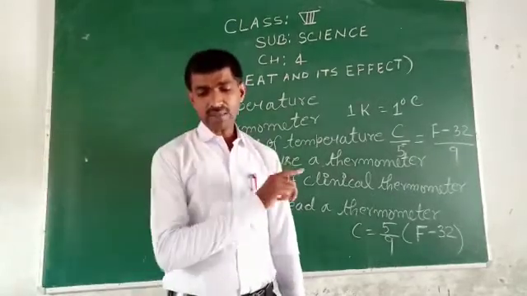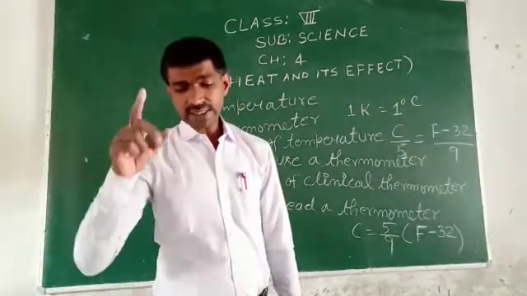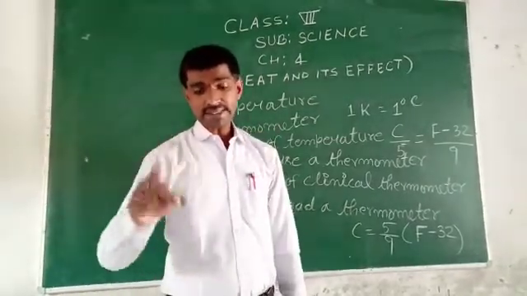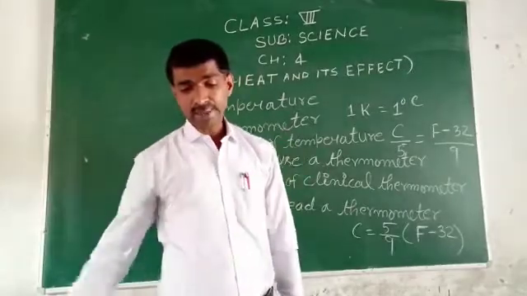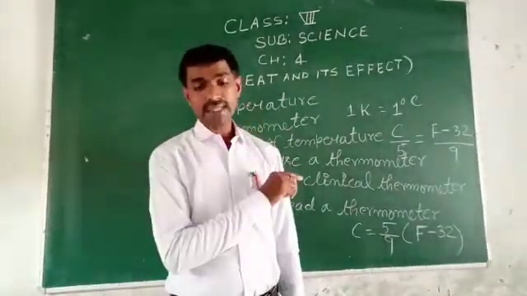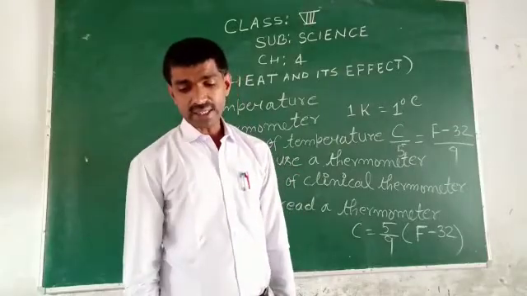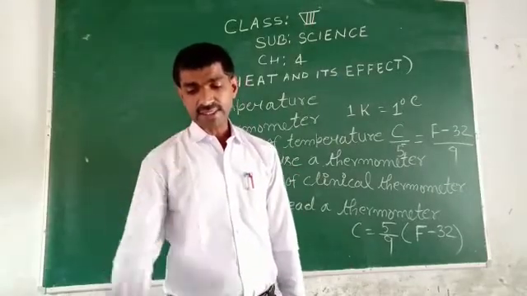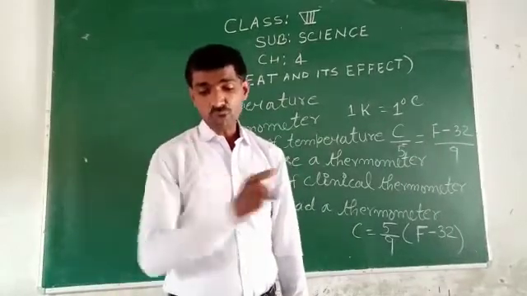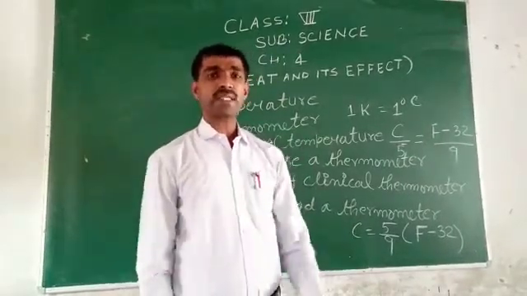However, in a clinical thermometer, the difference between two markings is 1 degree Celsius, and each division is 0.1 degree Celsius. Now read the temperature shown on both thermometers and note it down.